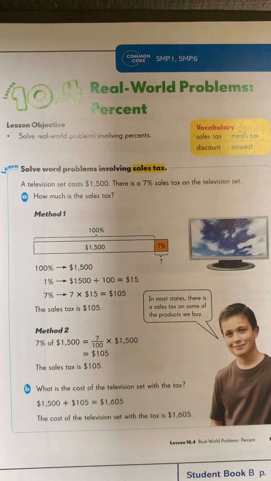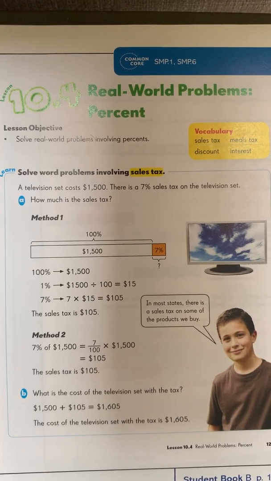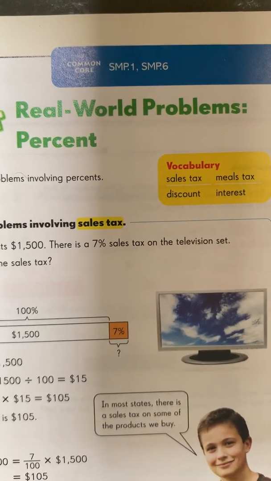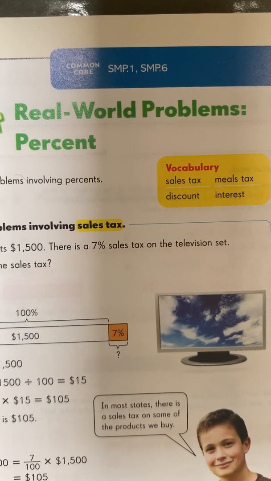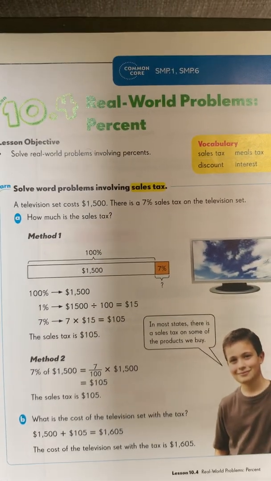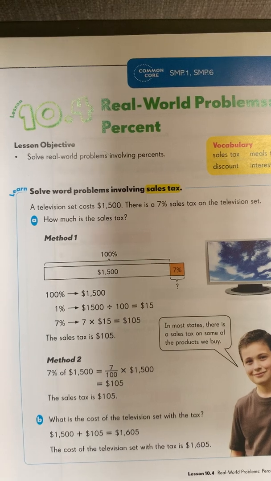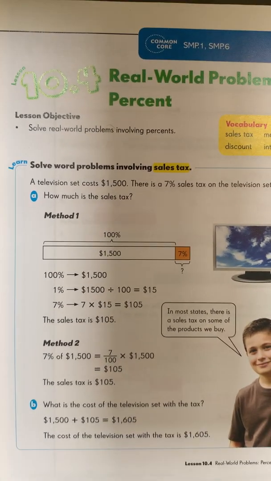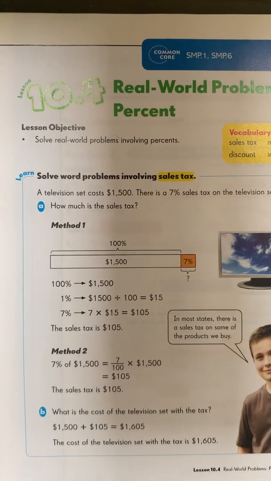So we have a couple of different vocab words that we're going to hear today and tomorrow. We have sales tax, discounts, meals tax, and something called interest, okay? These are vocabulary words that you definitely are going to need to know. So today, we are going to be first looking at something called sales tax, all right?